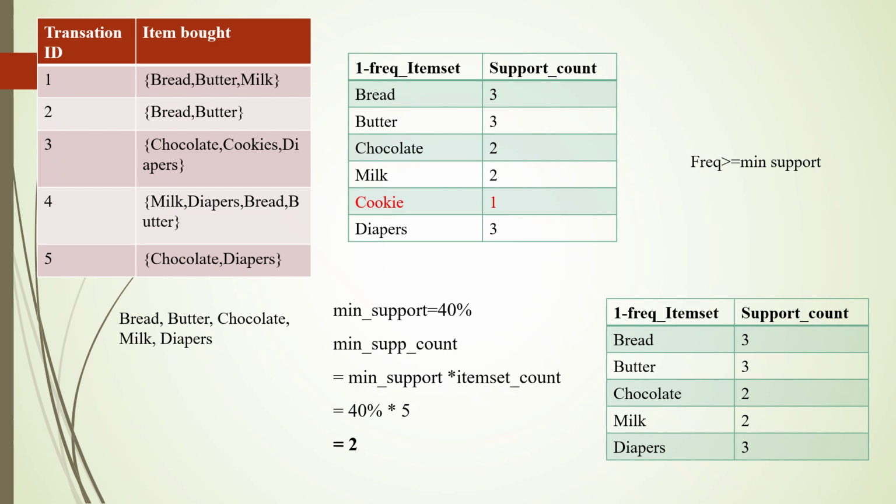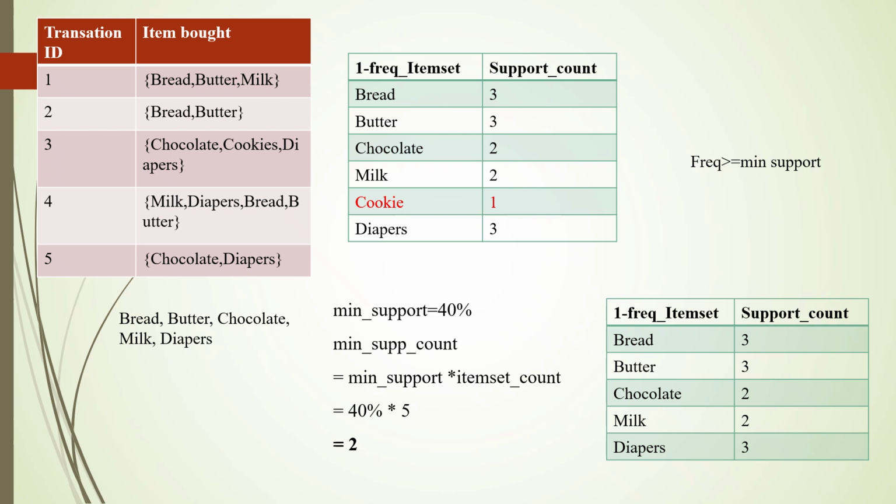We need to calculate the first frequent item set. So we need to know the most important formula, that is, frequency greater than or equal to minimum support. Here frequency, or otherwise the support count, is the number of times the item appears.